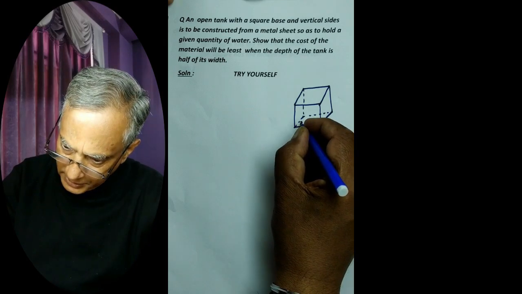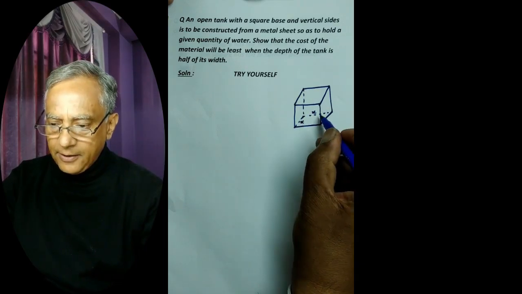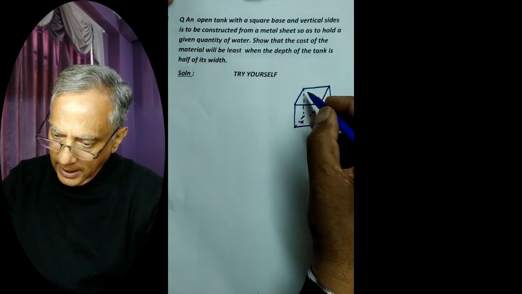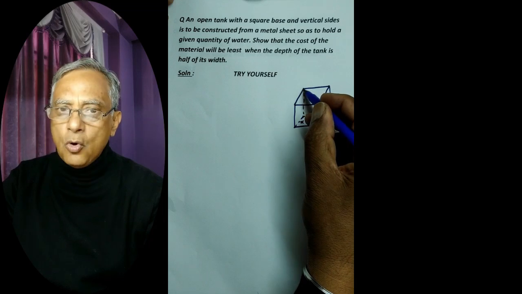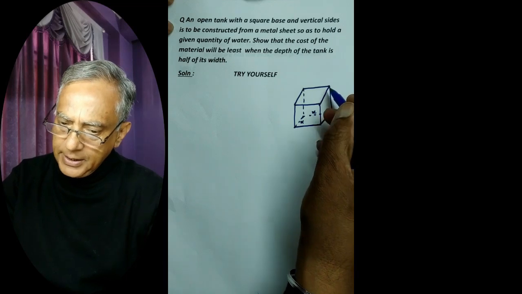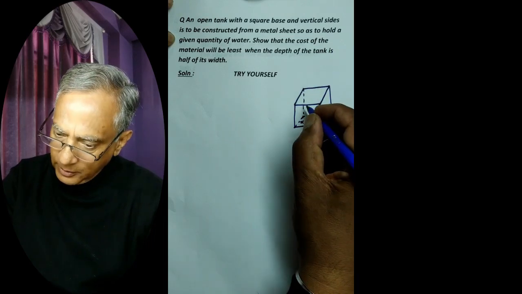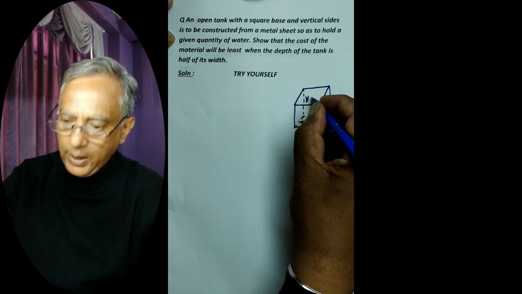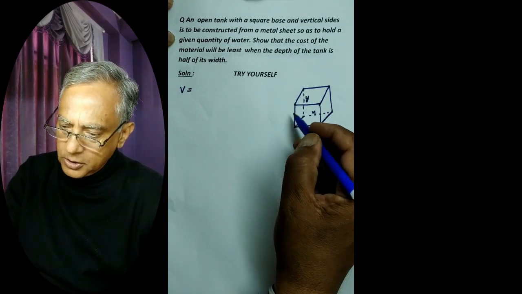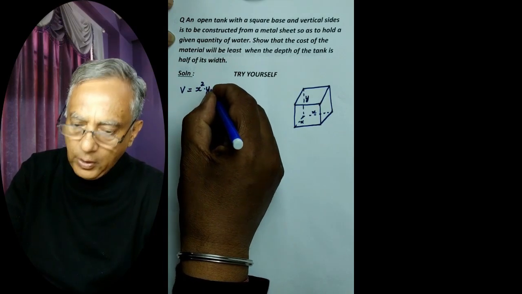Let its side be x. This is x, this will also be x. This side is x and this side will also be x, since it is a square. An open tank, and this top is open. Let the height of this tank be y. Then V is equal to, how much is the volume? Volume of this cuboid is x square into y.